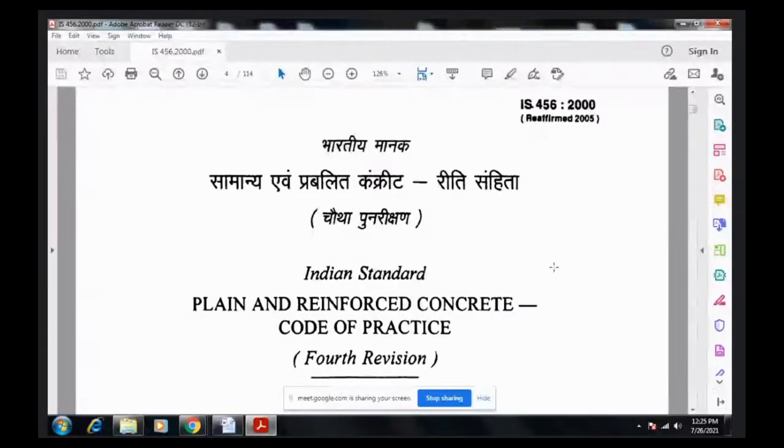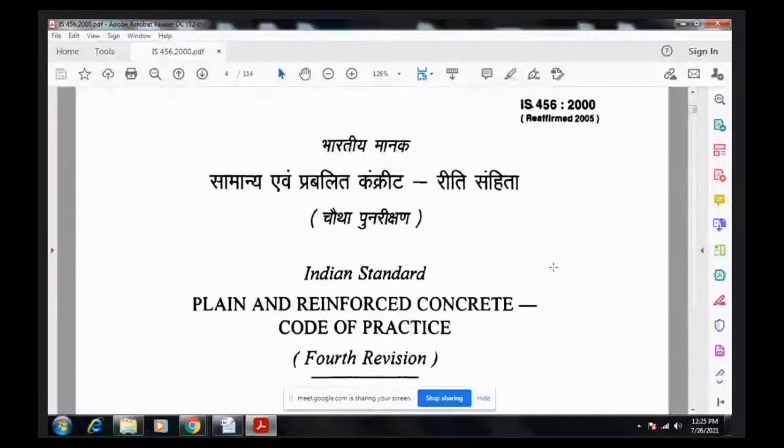Once everything is clear, the client will hand over those drawings to the contractor, and the contractor will do the construction accordingly. Now the question comes: the contractor may be an engineer, may not be an engineer, but there will always be checking. You can't say that whatever the contractor is saying is 100%.